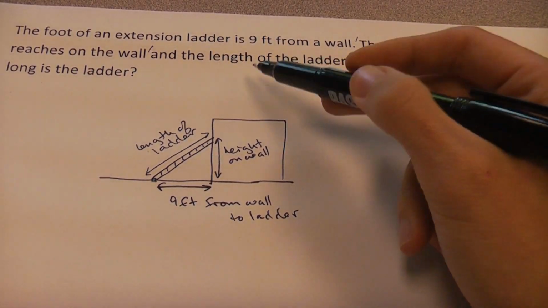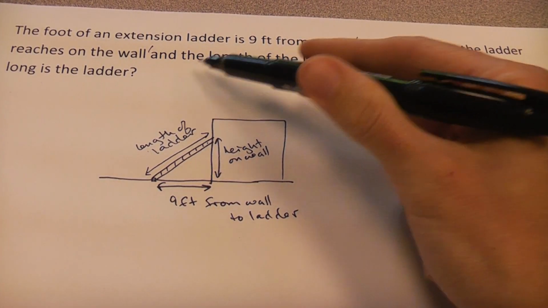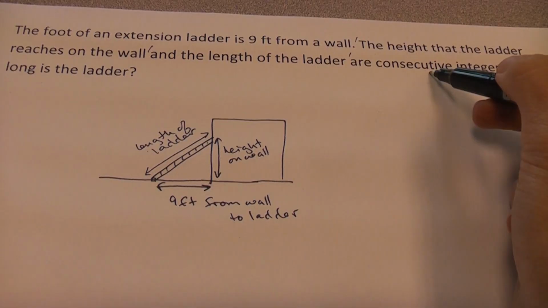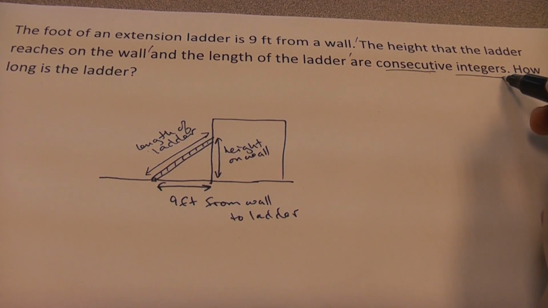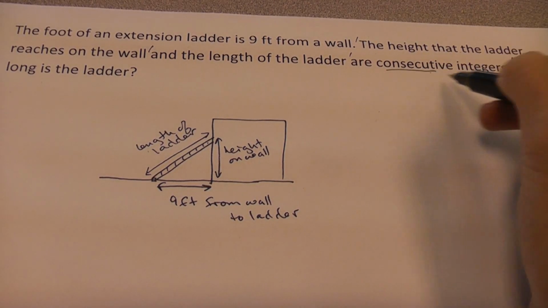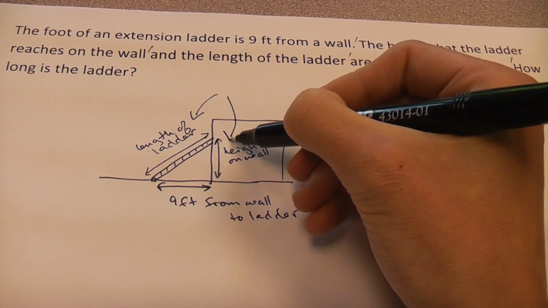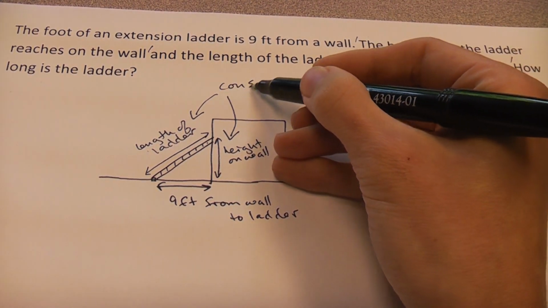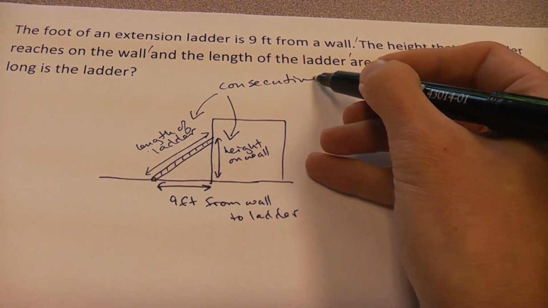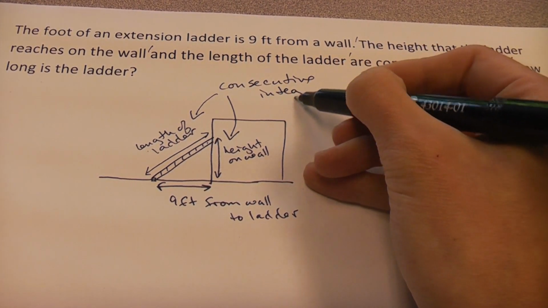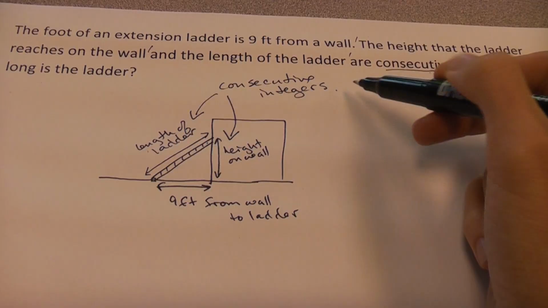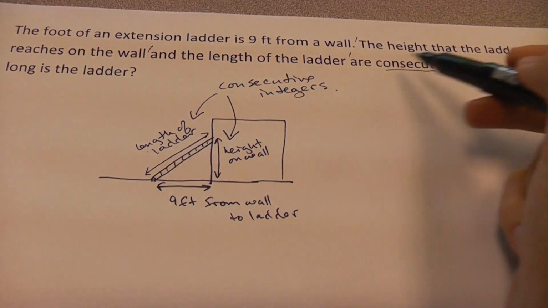Alright, what do we know about these? The height that the ladder reaches on the wall and the length of the ladder are consecutive integers. Stop right there. Consecutive integers. So these two things are consecutive integers. I'm going to stop in the question right now and think a bit about what that means.